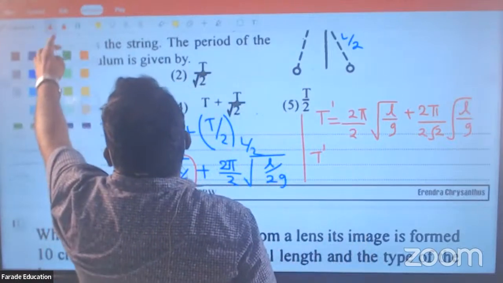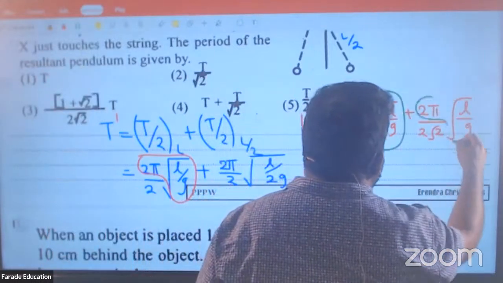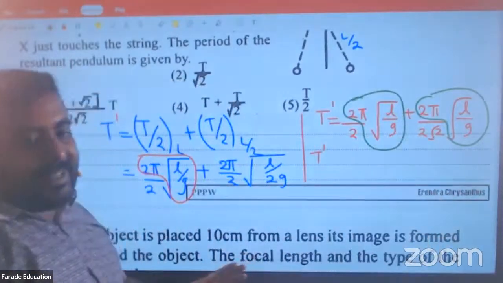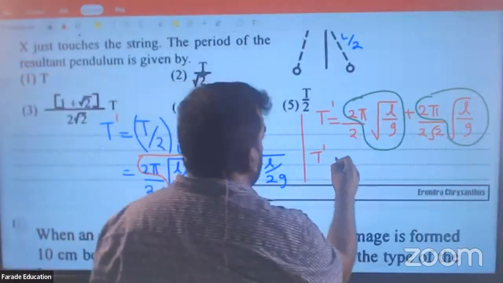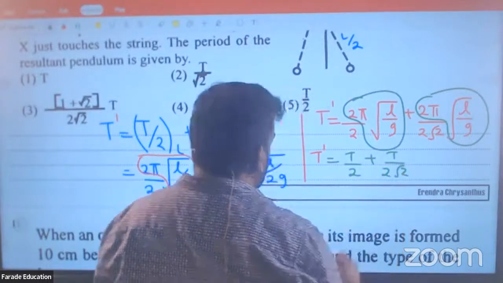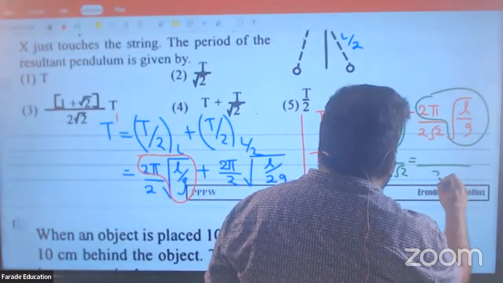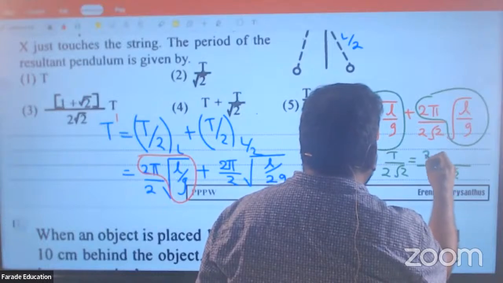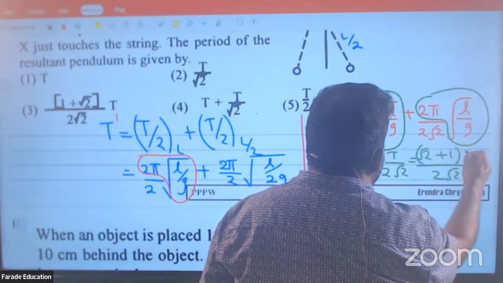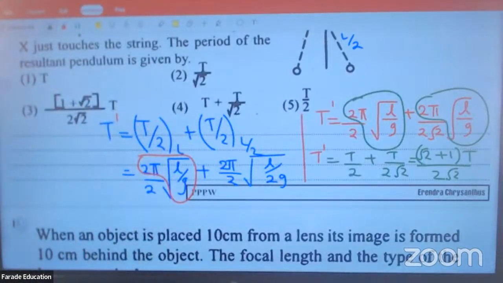Now simplify. This whole part is periodic time T, if the length is L. T divided by 2 plus T divided by 2 root 2. Simplify the relationship, common denominator 2 root 2. Root 2 plus 1 times T, over 2 root 2. Correct answer is answer number 3.